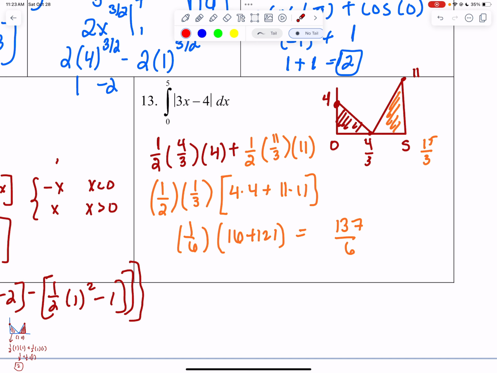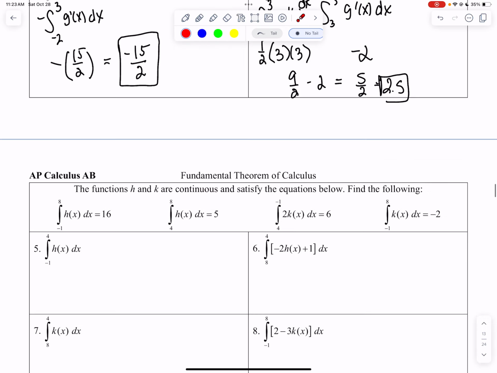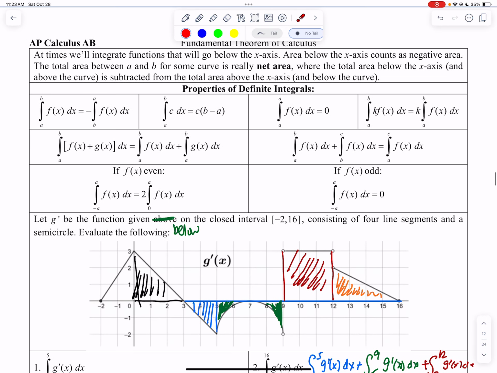All right, so in class, we are going to do more practice on the fundamental theorem of calculus and properties of definite integrals.